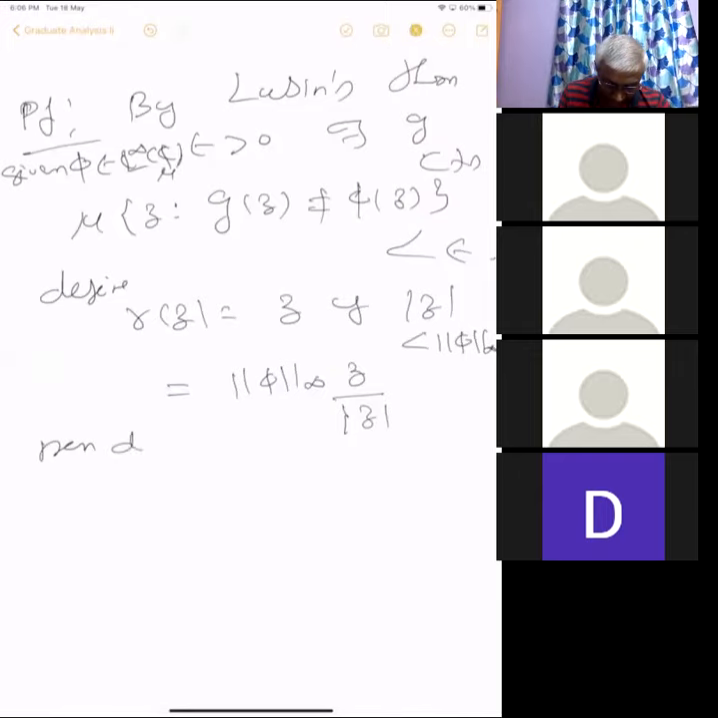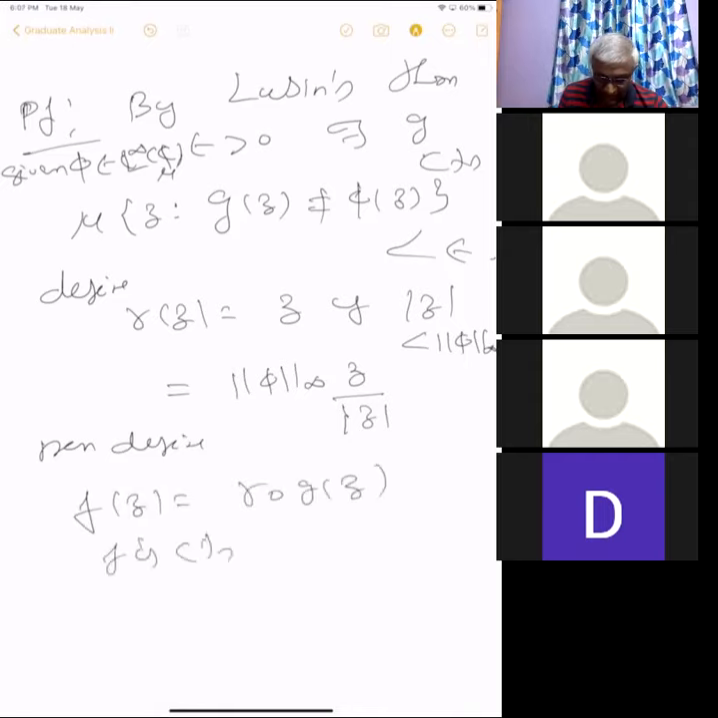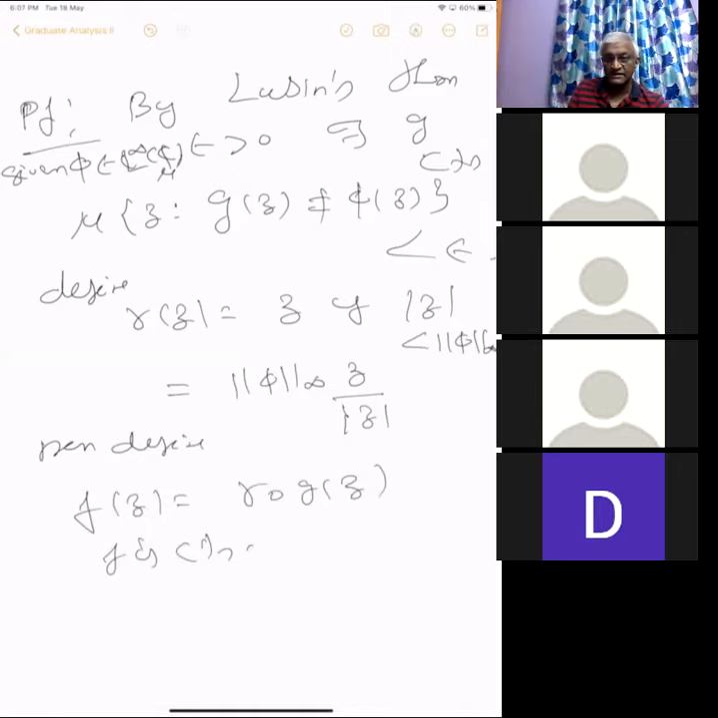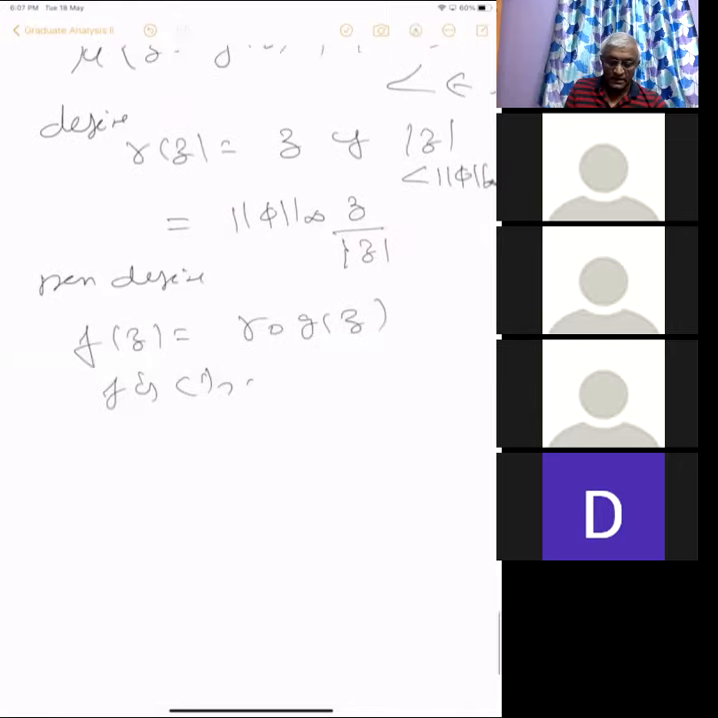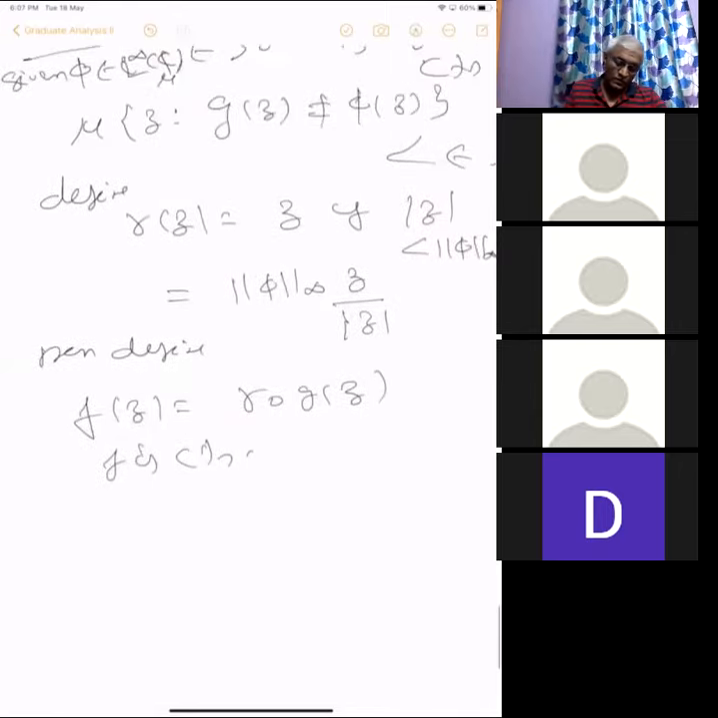Then define f of Z equal to R of g of Z. Then f is continuous. Check that f is continuous. It's clear, it's a continuous function. That's why I'm defining it like this. Okay, f is continuous, and then what happens?